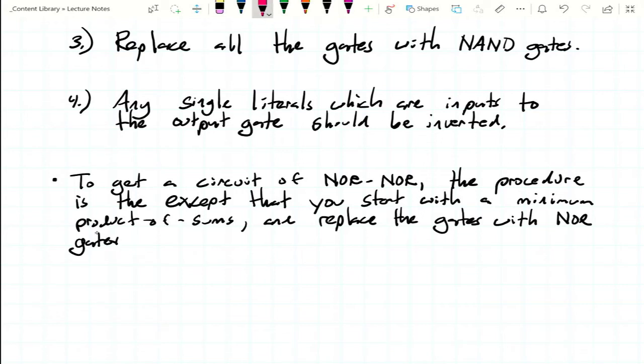So yeah, you do a product of sums instead of sum of products, and you replace with NOR gates. So let's take a look at an example of doing that.